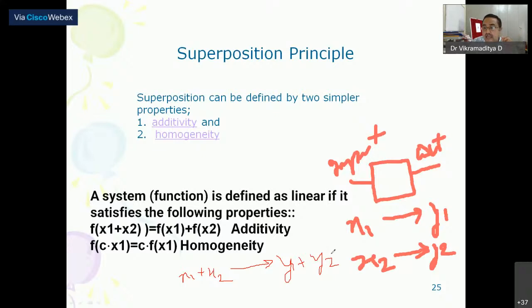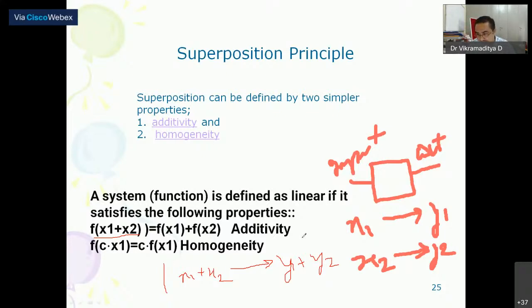So I am applying input x1 getting output y1, I am applying input x2 getting output y2, and if I am now applying an input equal to x1 plus x2 and I am getting an output equal to y1 plus y2, then I can say my system obeys the principle of additivity. In mathematical form it is written as f(x1 plus x2) is equal to f(x1) plus f(x2). So this is the principle of additivity.